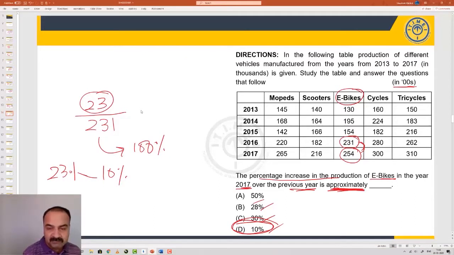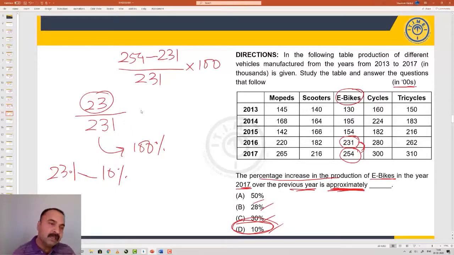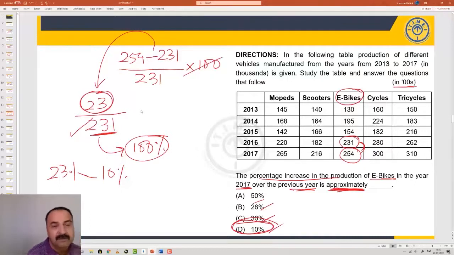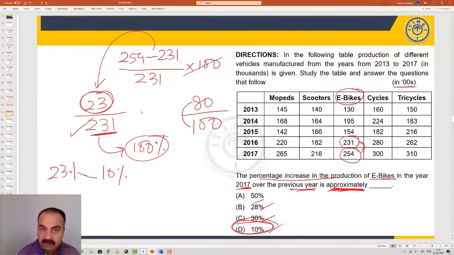It is this. Or you could have done the normal method, 254 minus 231 divided by 231, whole into 100. So what we are doing is we are just looking at the gap, which is 23, dividing by 231, that we cannot avoid. But instead of multiplying by 100 and then dividing and making our life a bit more tricky, we straight away look at, if this number represents 100, then what is the numerator out of it? What is the meaning of percentage? Percentage means per 100. Suppose somebody gets 80% marks in the 12th board examinations. So it is 80 per 100, per cent.